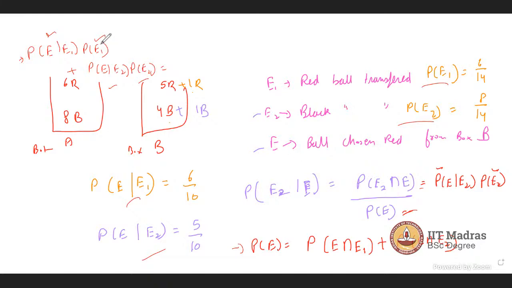Can you briefly tell what is P of E? P of E is that the ball chosen is red from box B. From box B. Then what will it be?